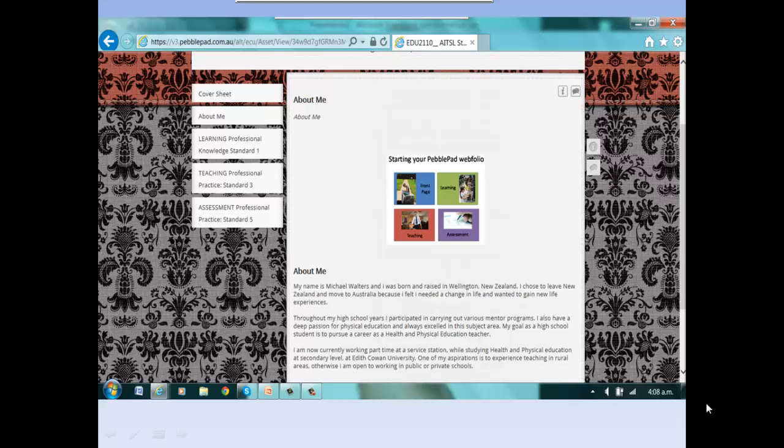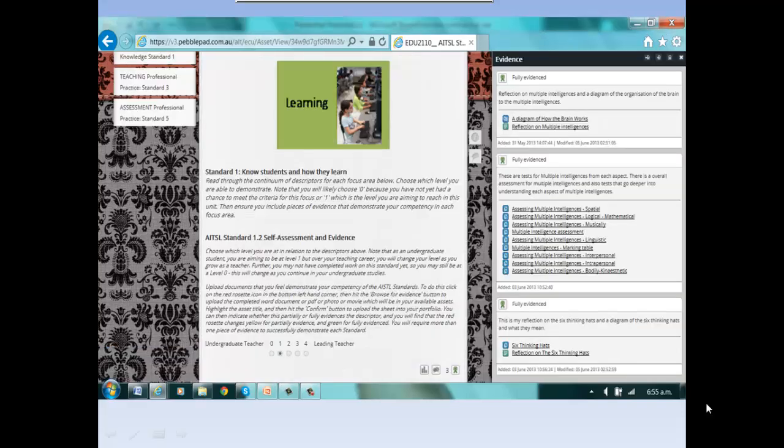This area is just a bit about me, some information about myself, where I'm from and what I aspire to be in the future. Unfortunately I couldn't put a photo on because I didn't know how. But this is my standard one. Standard 1.2 is my reflection on multiple intelligences.